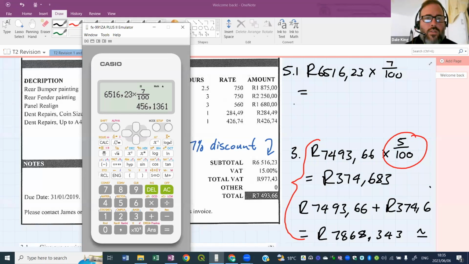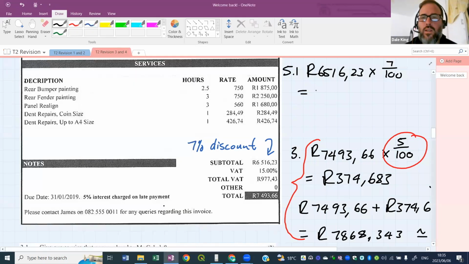So 456.1361. I'm going to write that all out. Now, Pete, how do you round this off? What does it become? I'm not sure, but I think it becomes 456, and then I think it is a 13. Okay, so now that 13, look at it there.